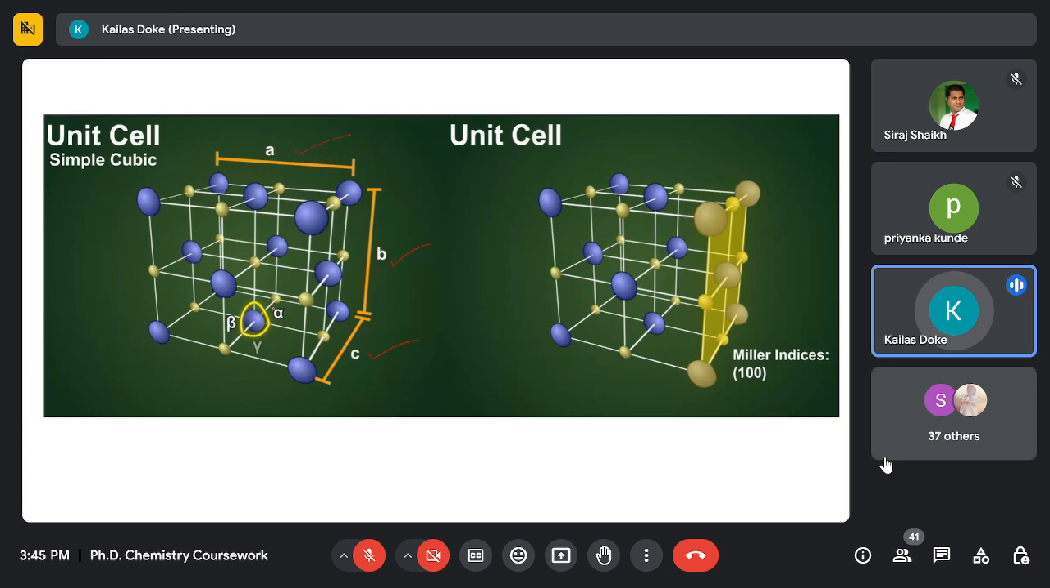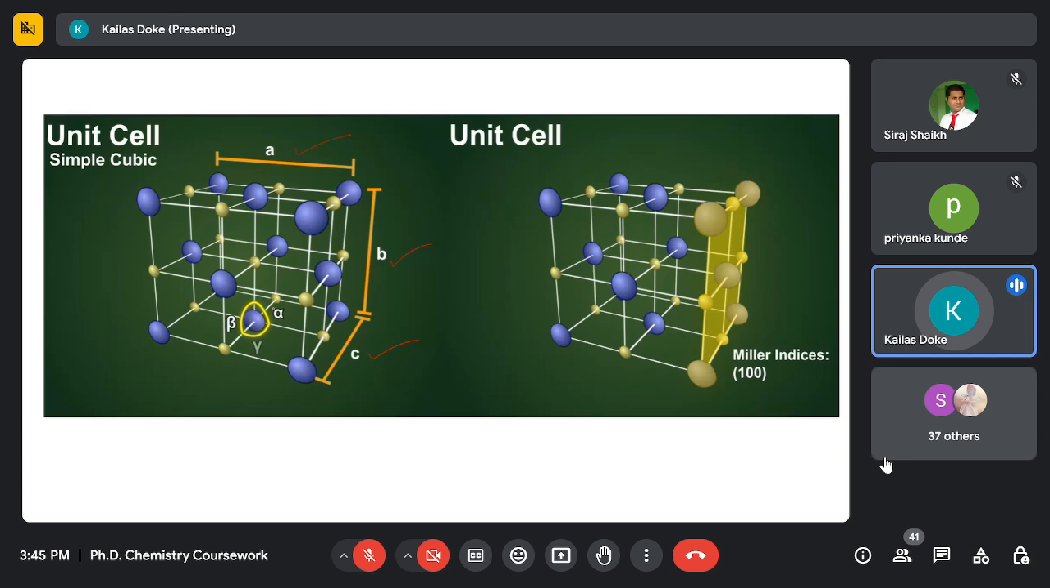This is one plane drawn, an imaginary plane, which has Miller indices 100. Why is it called 100? I'm going to explain in short, but not in detail, because everyone is aware of this plane, Weiss indices, Miller indices, conversion of Weiss indices to Miller indices, unit cells, lattices. Now, after explaining these fundamentals, we will start to discuss some applications of X-ray diffraction techniques.